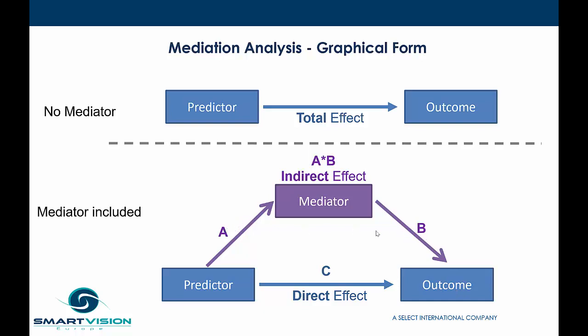If these pathways are literally multiplied together, if these effects are multiplied together, literally A times B, that creates an indirect effect. That creates a number for an indirect effect. And if that is shown to be statistically significant, then we can say that this relationship is mediated by this mediator variable. In other words, the mediator variable effectively represents an underlying cause that drives that outcome of interest.